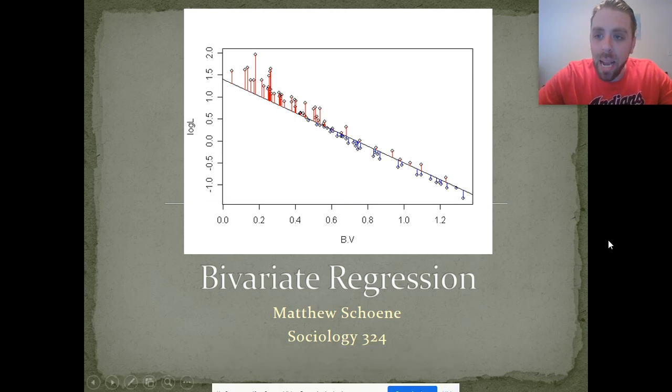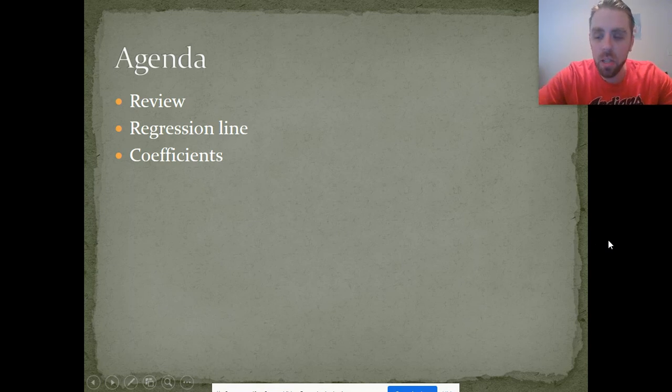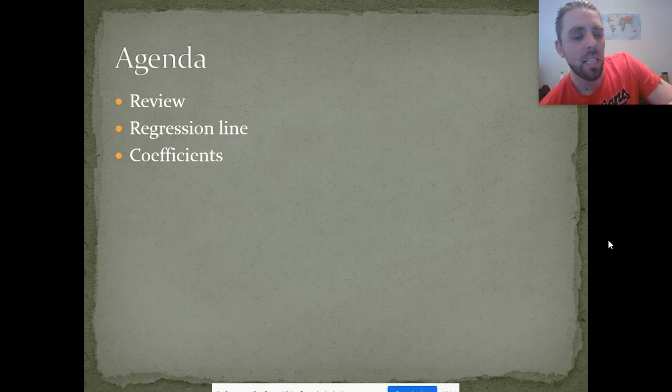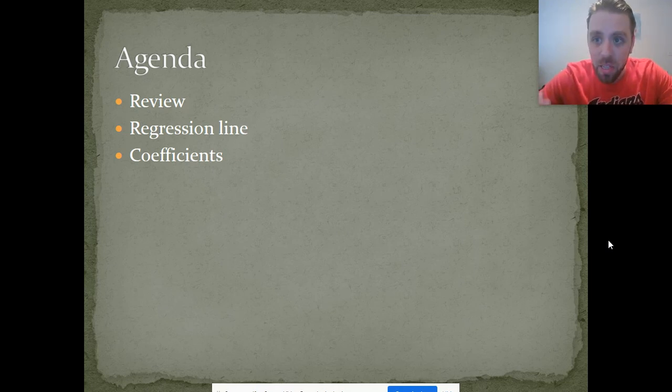So my goal for today is I'm going to start with a little bit of review. Where did we leave off last time with bivariate correlation? Because that's very much the lead in to bivariate regression. Then we will look at the regression equation, the regression line, and finish up with how to interpret coefficients in terms of actually calculating those coefficients. I'll be doing that the next time we have a full lesson.